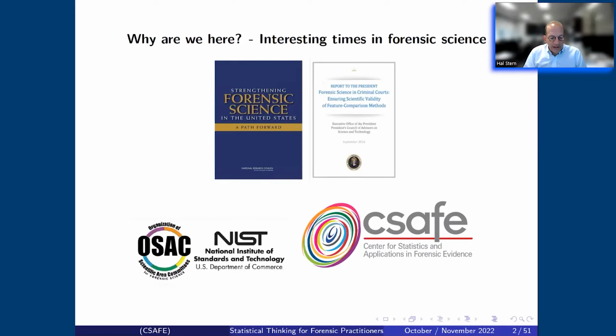There have been a few developments over the last 15 years or so that make it an opportune time to think about probability and statistics in forensic science. The first of those is the National Academies of Science report, Strengthening Forensic Science in the US, and its successor, maybe 7 years later, the PCAST report. Both of those, with some controversy, made the case that more science, more studies would benefit the field of forensic science.